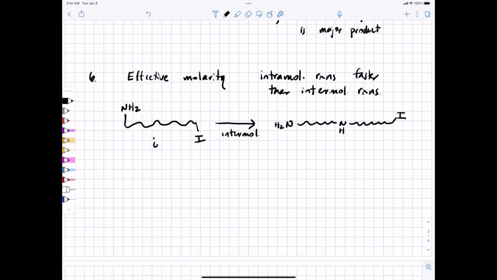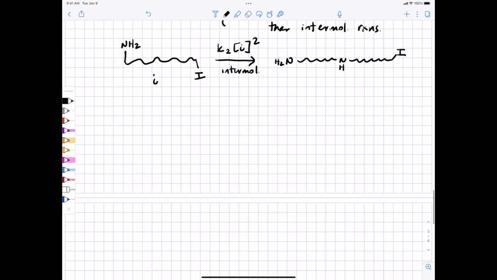Okay, see how we could get that? The rate law we would write for that would be some rate constant K2 times I squared, because this involves 2 molecules of I. In contrast, you could do a unimolecular reaction, K1 times I, to get a cyclic product like this, with iodide as the leaving group, all right?